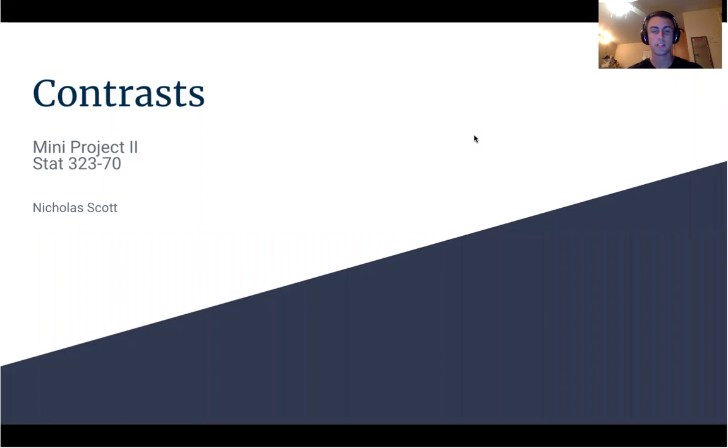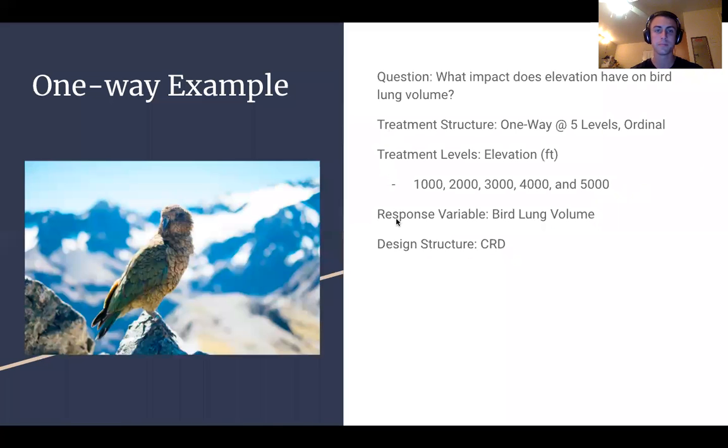So today I will be discussing contrasts, specifically their application in one-way and two-way ANOVA analysis, in addition to a brief discussion of orthogonal polynomial contrasts. Before we dive into what a contrast is and why we use it, I'd like to set us up with a lung volume example from class that I'll be using for my analysis.